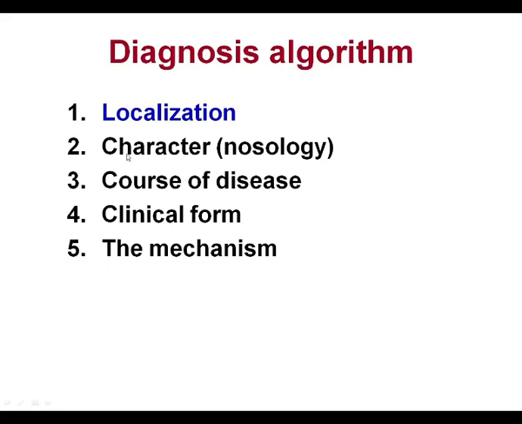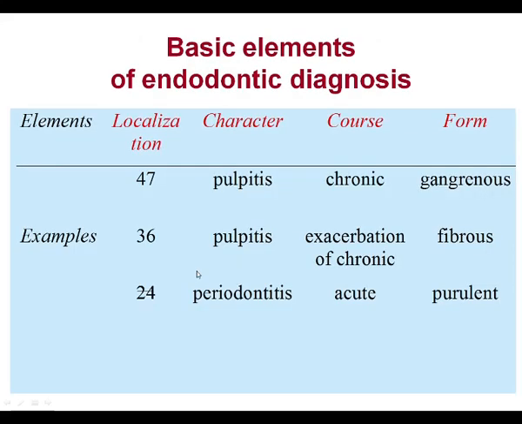First, localization. Next, character or nosology. The third one, course of disease, clinical form, and the mechanism. According to these steps, we make the diagnosis. As for localization, there is the number of the tooth, for example, 4, 7. As for character, it's the type of disease, the nosology.